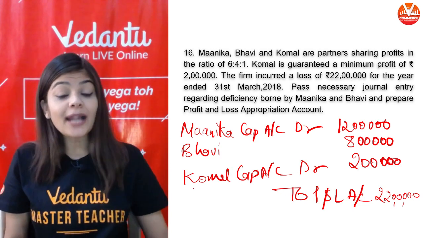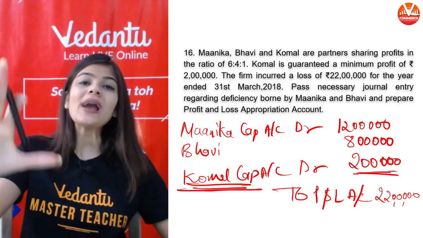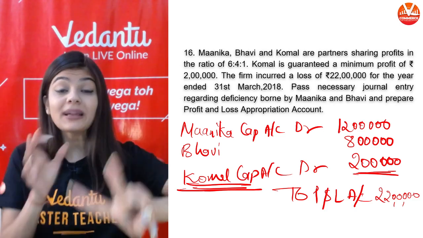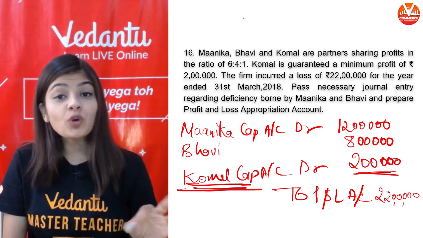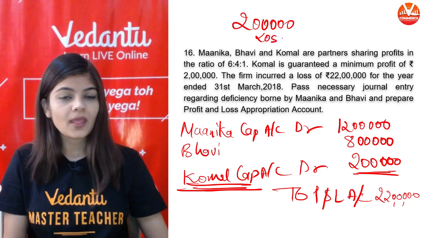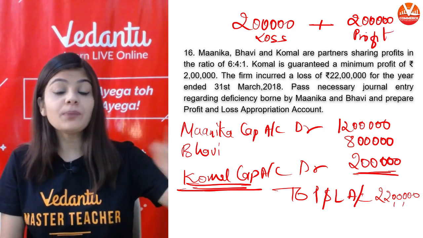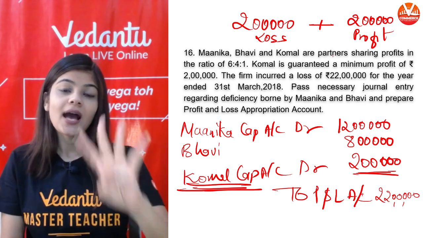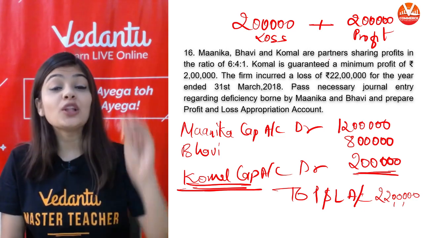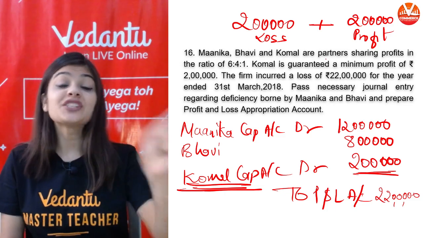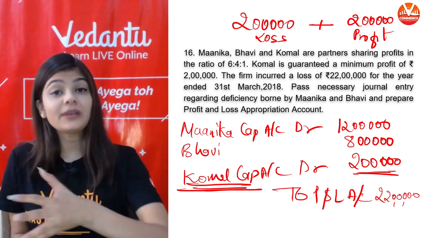Now you can see that Komal is bearing a loss of 2 lakh. Komal did not get any profit at all. We have guaranteed her a profit of 2 lakh, but in place of profit, she is suffering a loss of 2 lakh. So now we have to pay her this 2 lakh loss and we have to pay her the guaranteed profit. So now the total amount payable to Komal is 4 lakh. How much amount will be paid to Komal? 4 lakh rupees. 2 lakh profit which we have guaranteed and 2 lakh loss that she has suffered because of us. So the loss she suffered because of us we have to give, and the profit we guaranteed we also have to give.